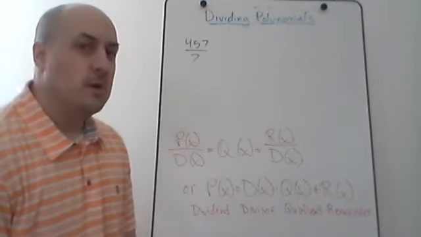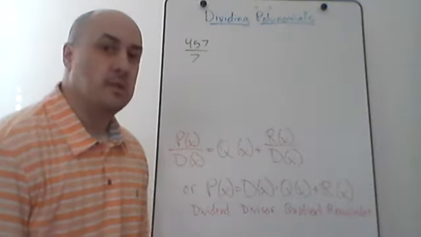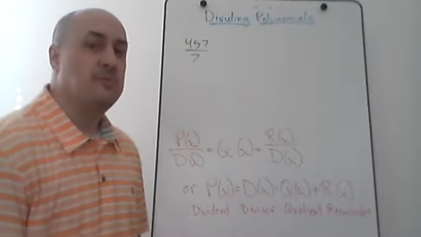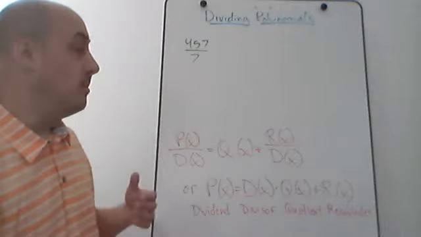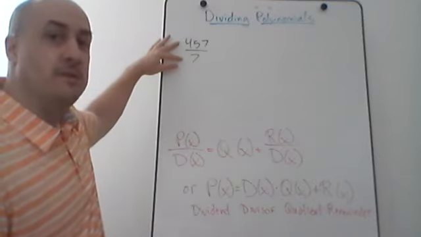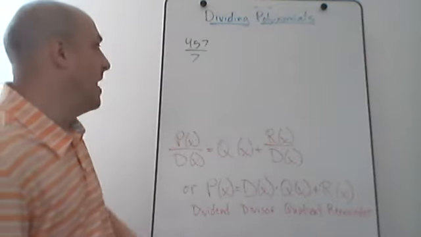In this video here, we're going to be talking about dividing polynomials using the long division method. Before we get into dividing polynomials, just a quick review of how we use long division to divide numbers. Let's say we have 457 over 7, which means 457 divided by 7.